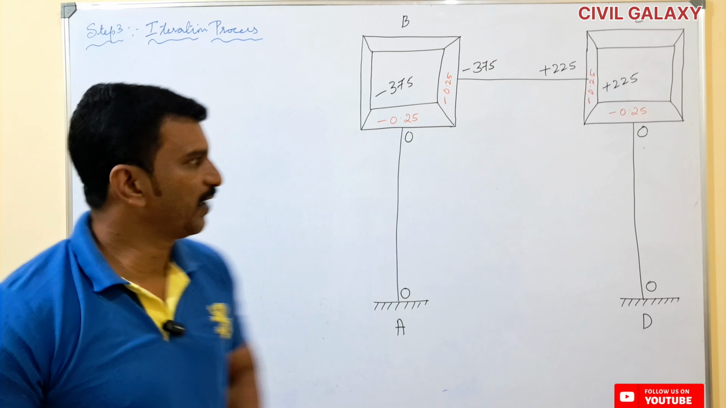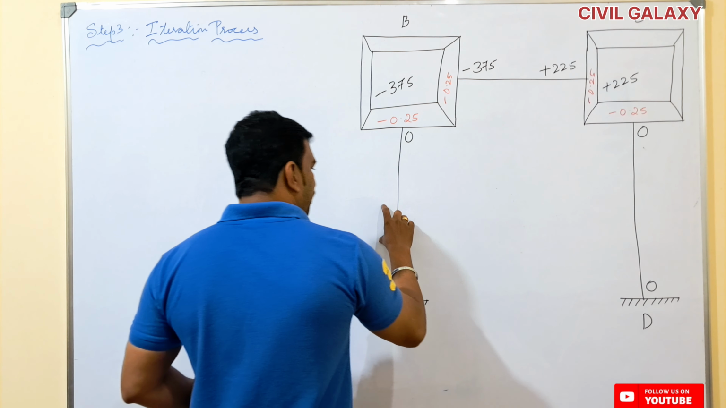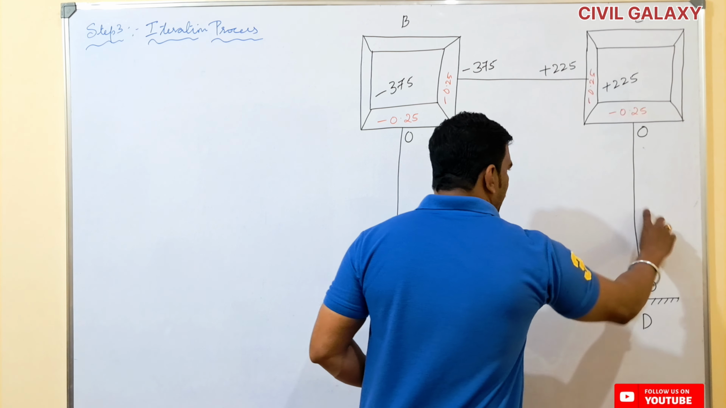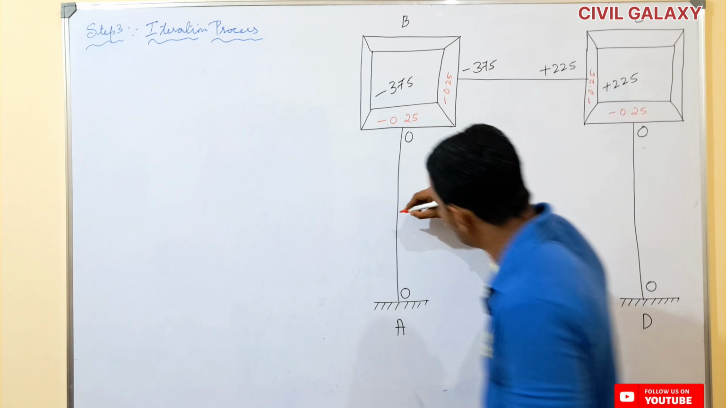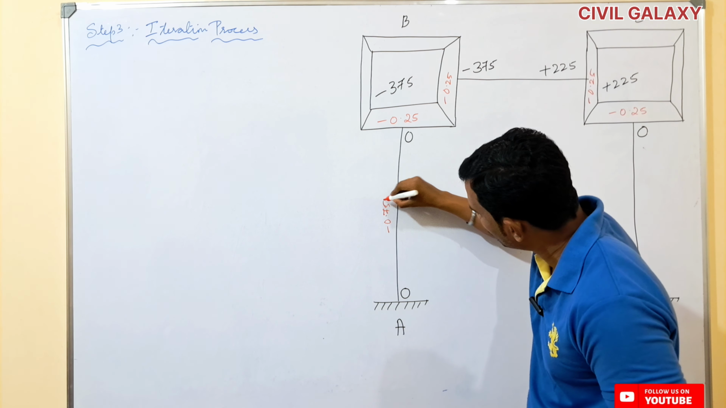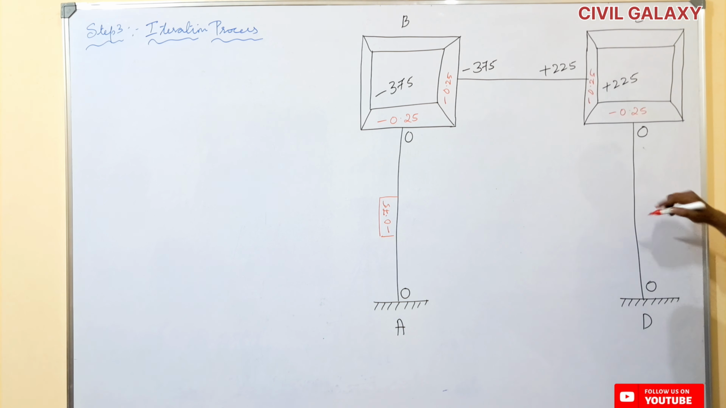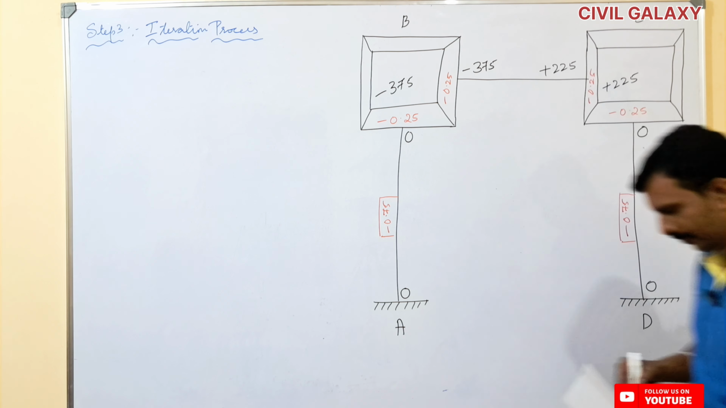Also apart from that, we have calculated the displacement factor for vertical member BA and vertical member CD. That value we will just put over here, which we have got as minus 0.75. Here also for member C to D, we have got a value of minus 0.75. So this value we'll write over here.